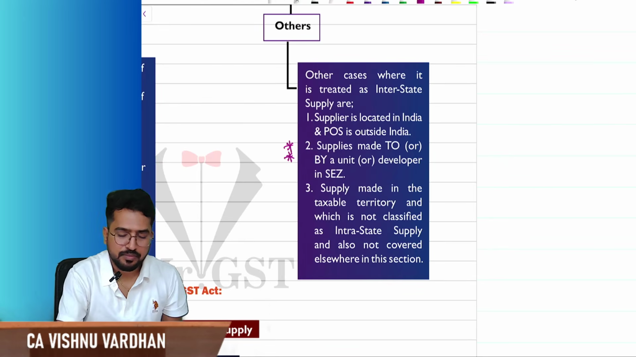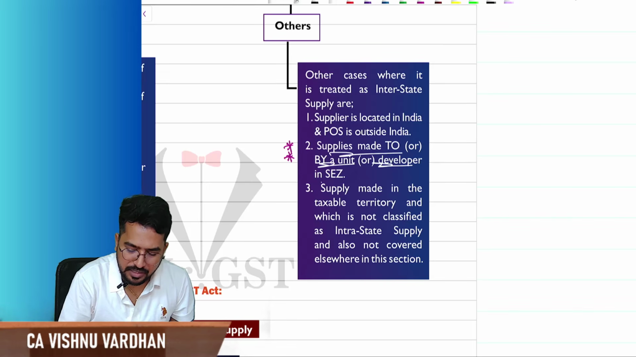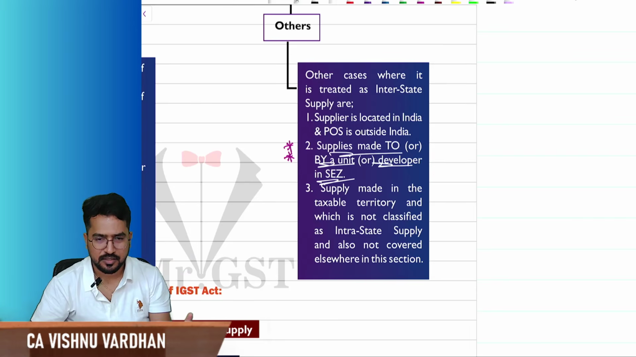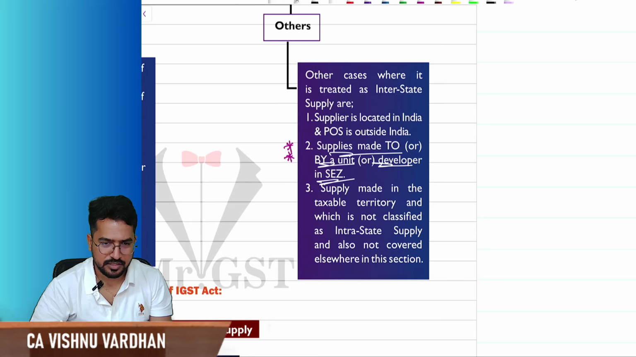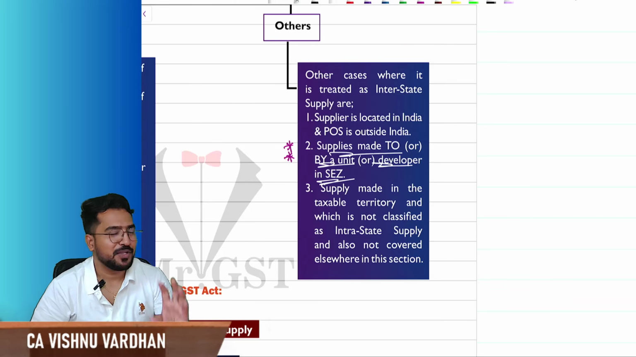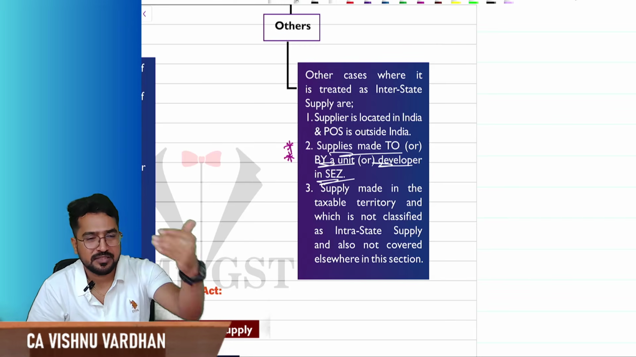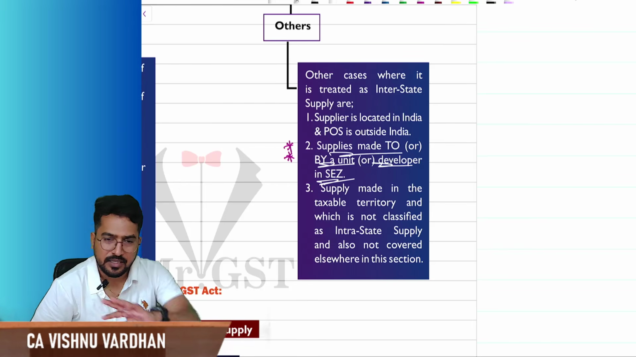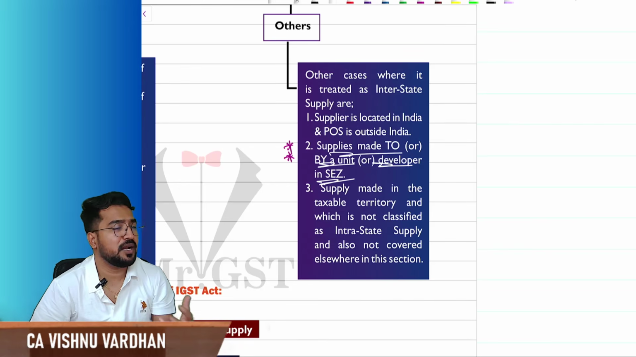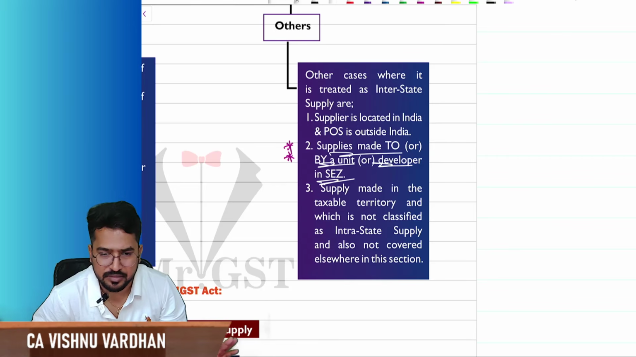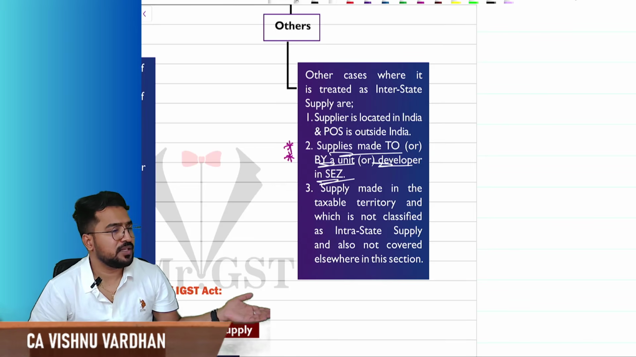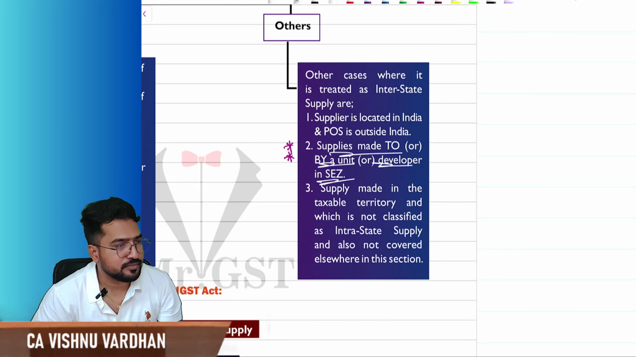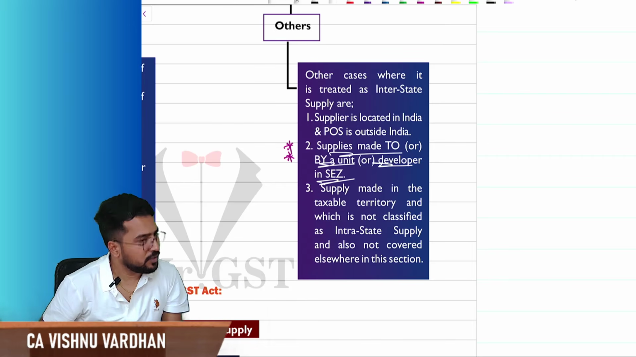Okay, so supplies made to or by an SEZ unit or developer. Special economic zones, hope you have the idea. I don't want to discuss the basics. Clear, Alisha? Okay, so SEZ units or developers. In an SEZ area, you set up a company, you're called a unit in the SEZ. The SEZ operations and all will be taken care of by one fellow called the SEZ developer. Either supply done by them or to them is interstate. You may be in the same state, but still it is called interstate.